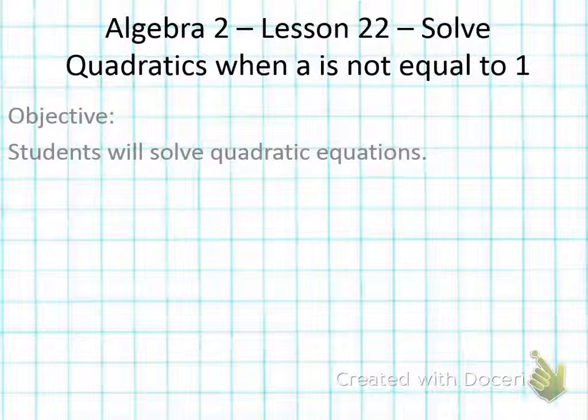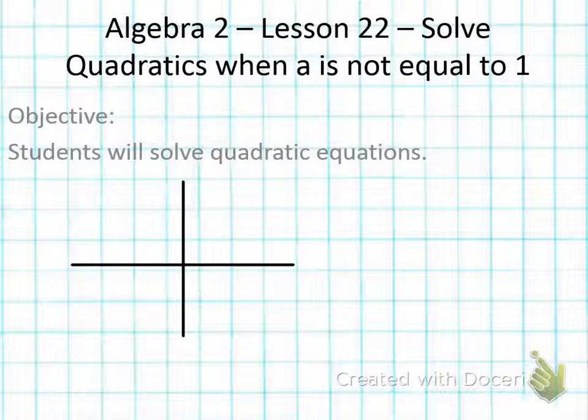Alright, this is lesson 22, solving quadratics when a is not equal to 1. So we're going to continue on with what we did yesterday. Just like we graphed a couple days ago, let's say we had an x and y axis, and we were supposed to graph a quadratic.